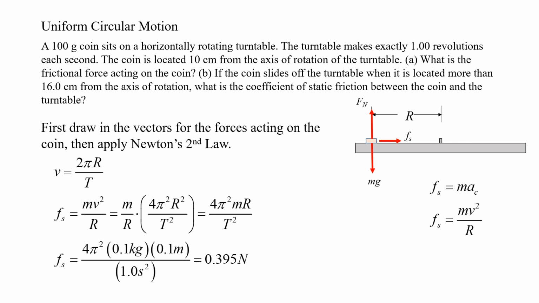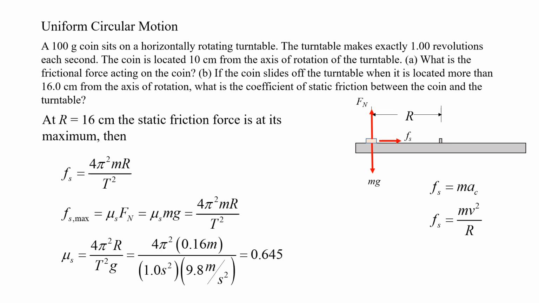Now we have numbers for all those values. The mass was given as 100 grams, which is 0.1 kilograms. The radius is 10 centimeters, which is 0.1 meter. And then the period was 1 second, so we have 1 second squared in the denominator. When we crunch those numbers, we get 0.395 newtons for this static frictional force. So we got the answer for part A.